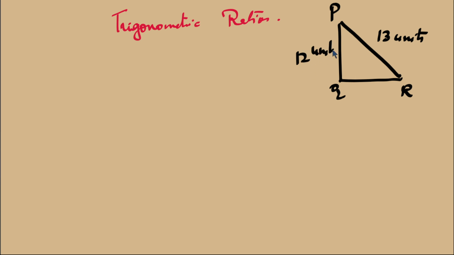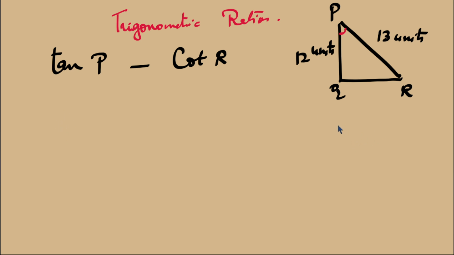This is 12 units. We've been asked to find what is tan P minus cot R. So we need tan P and cot R. Now what is tan P? Tan P is with respect to angle P. This is angle P. So with respect to angle P, we'll have to find the trigonometric ratio.